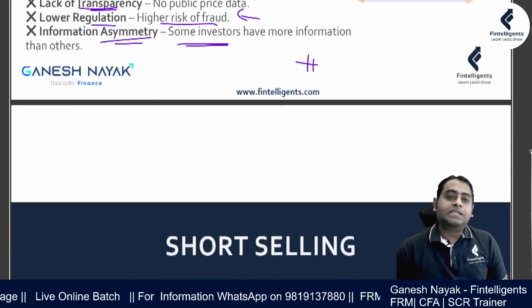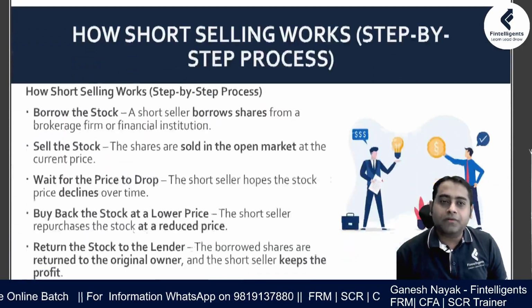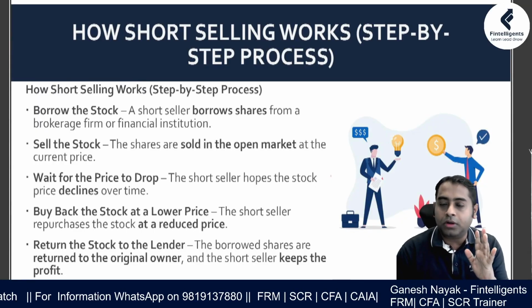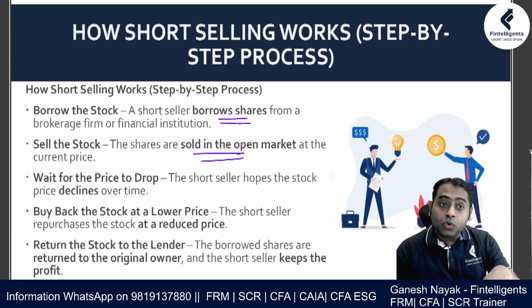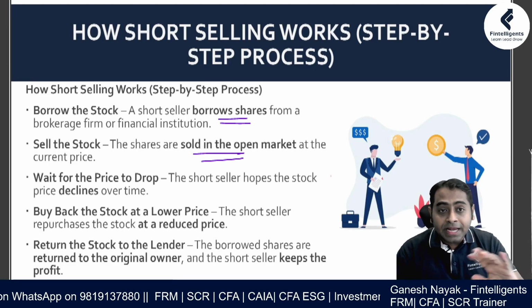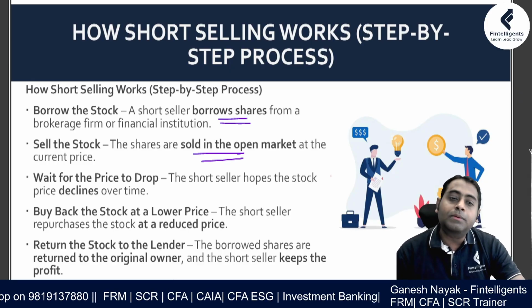Let us look at the last part over here, which is short selling. How does short selling work? If I want to do short selling, I'll first have to borrow the stock. Most of the time it's going to be a broker. I'll borrow the stock, sell it in the market, and wait for the price to go down. When the price goes down, suppose I've sold at 100 and the price has gone down to 90, I'll buy back and then return that loan, return that asset to the broker.